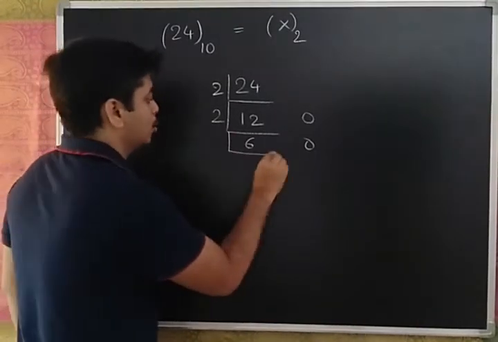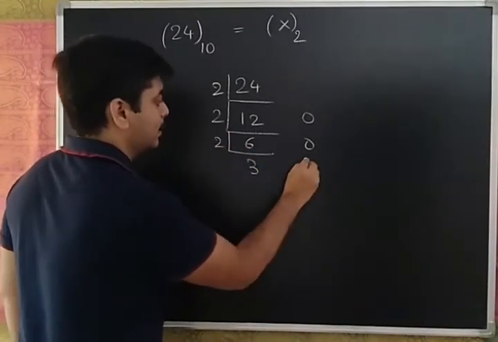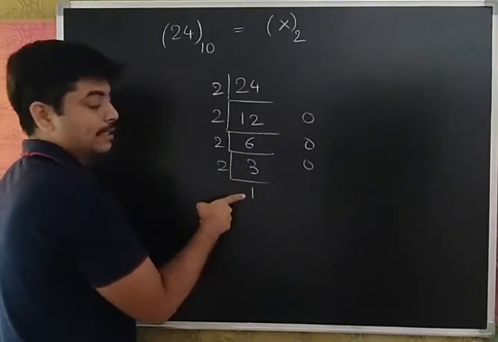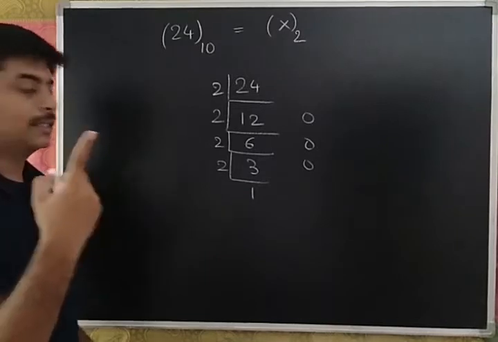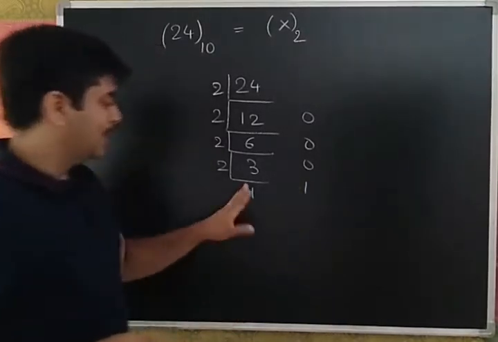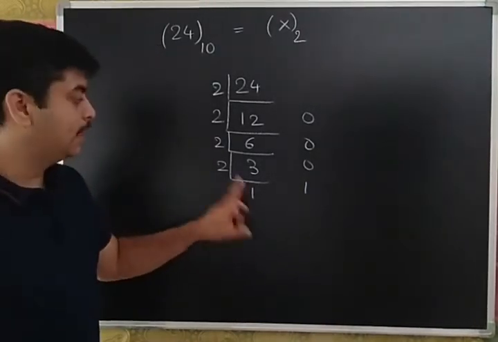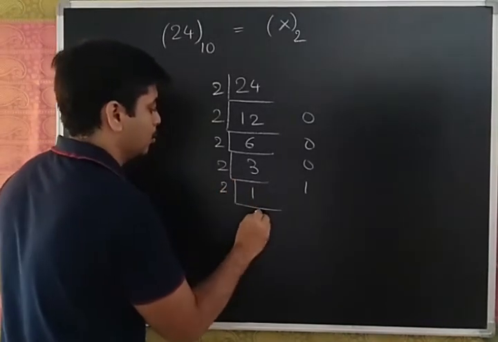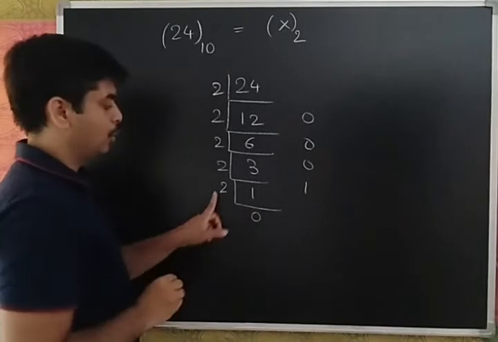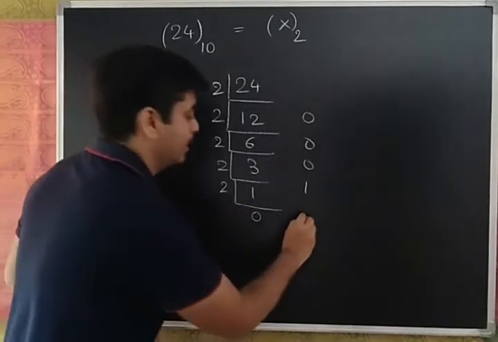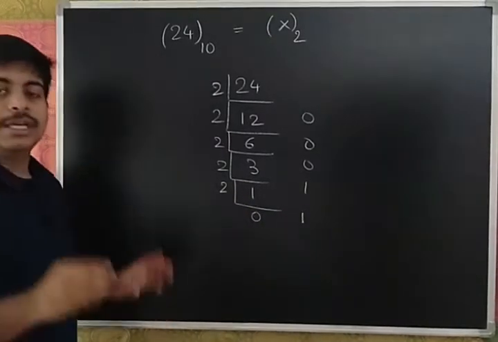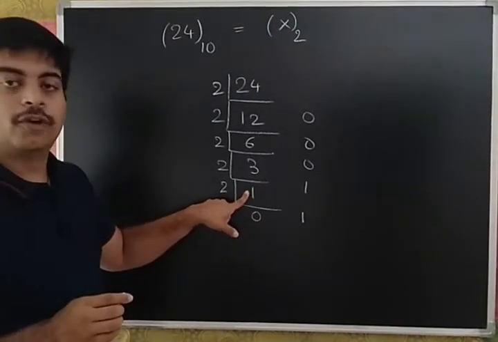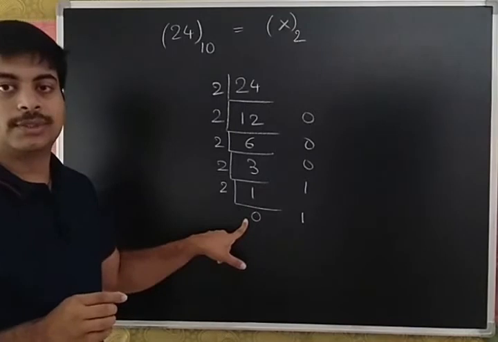So once again, 2 threes are 6, once again the remainder is 0, and 2 ones are 2, and you will be left with the remainder 1 this time. You can stop at the step where you get 1 here, or if you want you can go one more step, that is, 2 zeros are 0, and you will be left with the remainder 1 and write 0 here.